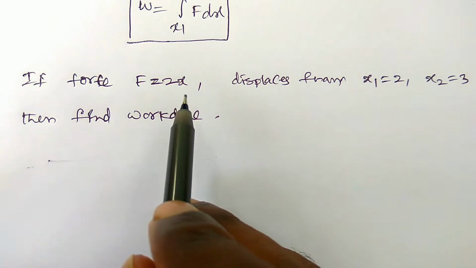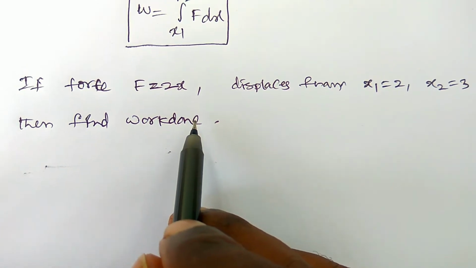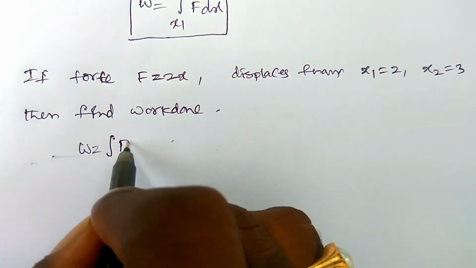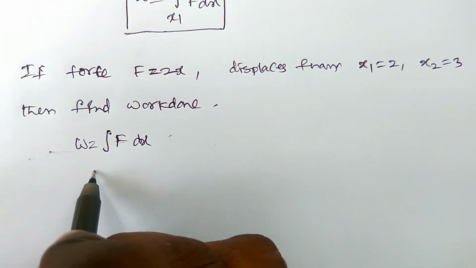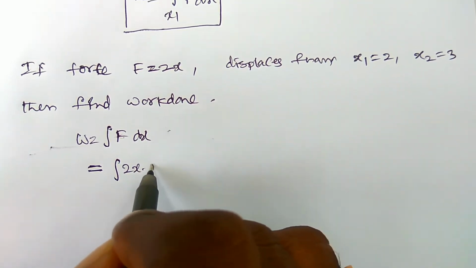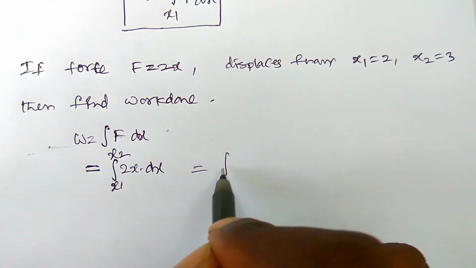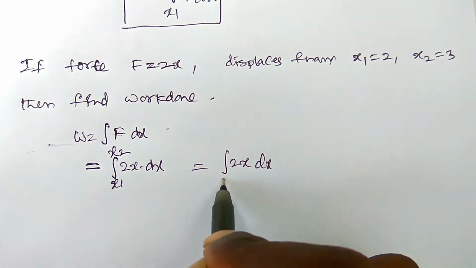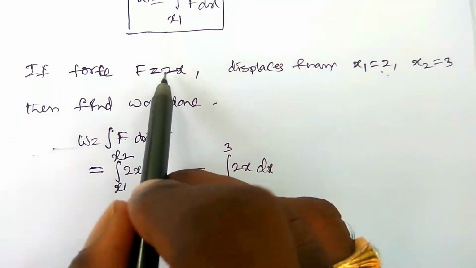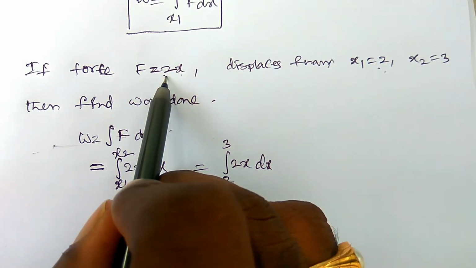Here there is a question: if force F is equal to 2x, and displacement goes from x1 is equal to 2 to x2 is equal to 3, then find the work done. So here the work done W is equal to the integral of f into dx. What is f here? f is equal to 2x, so it is the integral of 2x dx, where x1 is equal to 2 and x2 is equal to 3. If x is equal to 2, then f is equal to 4. If x2 is equal to 3, then f is equal to 6.